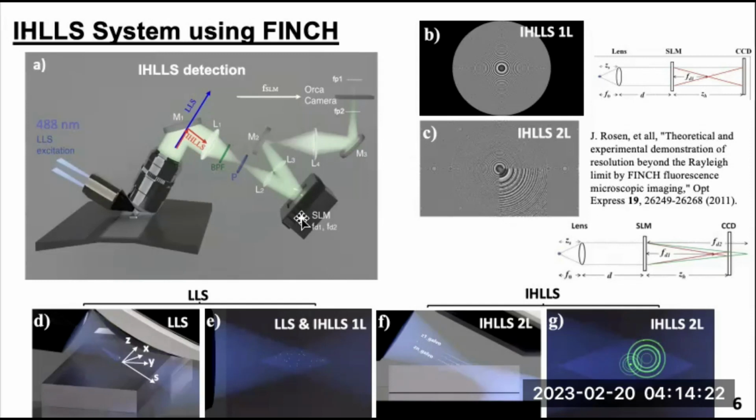Finch uses a few combinations of diffractive elements displayed on the SLM. Here we use two configurations. We call the first configuration ILS 1L, which uses one diffractive lens and a constant phase mask with shared pixels. We use this technique for calibration and alignment purposes. So basically, this ILS 1L is the incoherent version of the conventional lattice light sheet detection path.